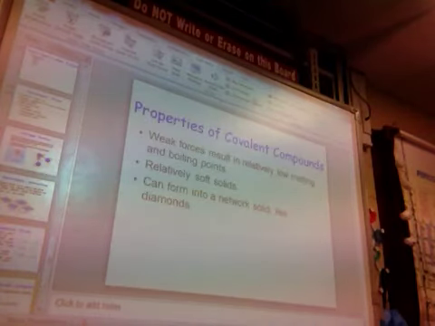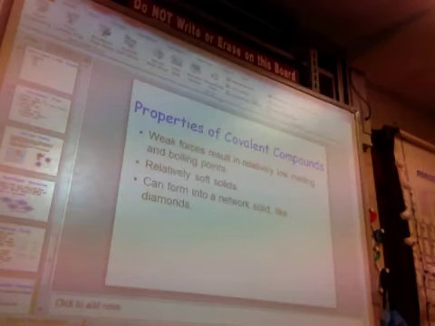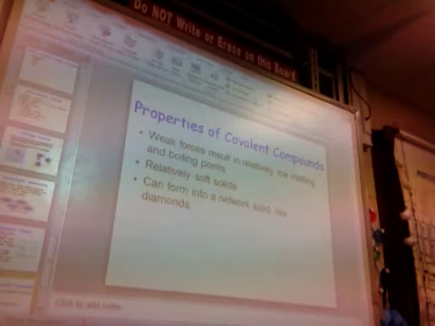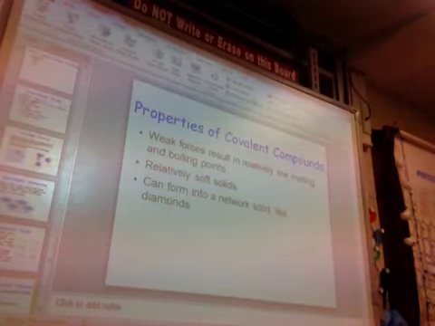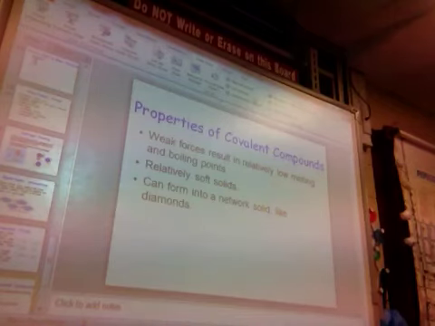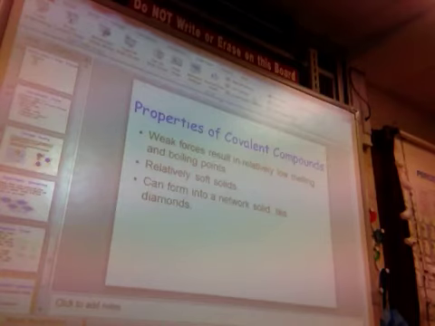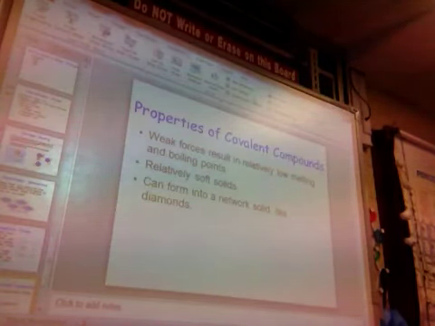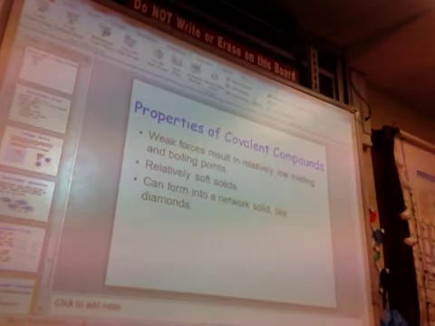Okay? Very finally, there's some properties of covalent compounds. Covalent compounds have relatively weak forces that can break a covalent compound. So they have really low melting and boiling points. Think about why. Ionic compounds have really strong bonds because an attraction between a positive and a negative charge is really, really, really great. In a covalent compound, they're simply just sharing electrons. That bond is very weak.